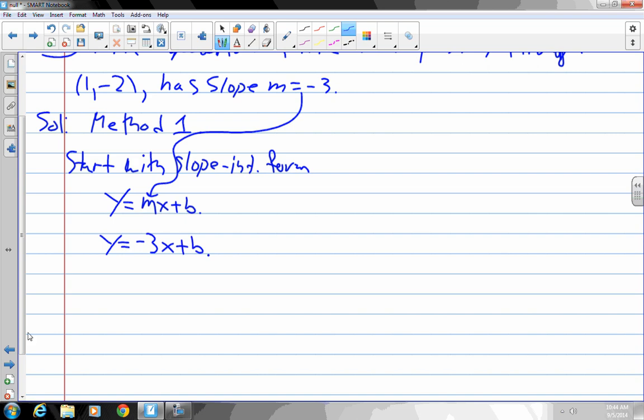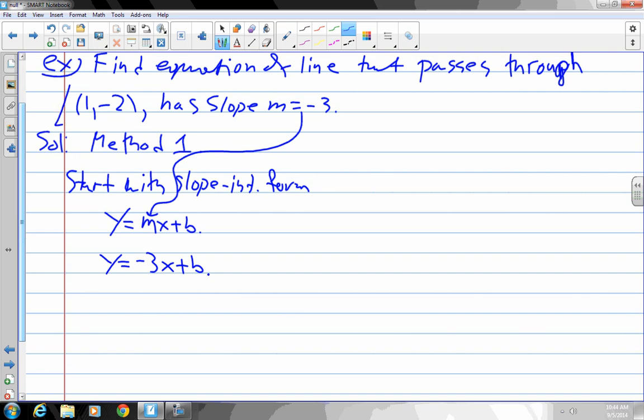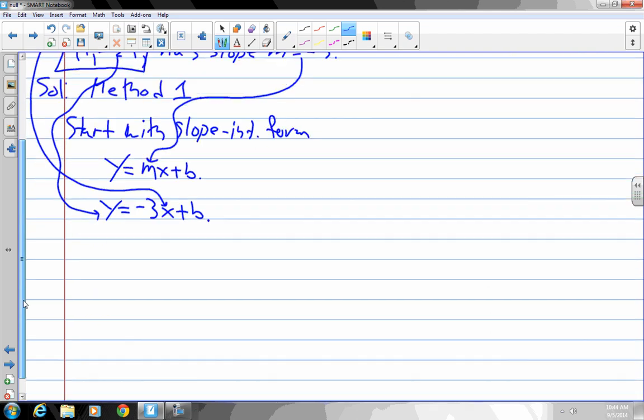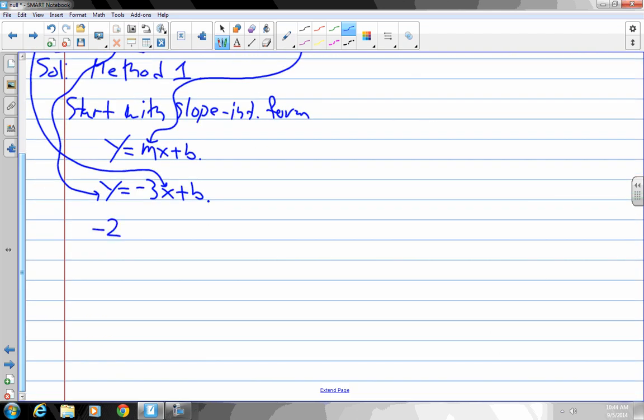We need to find that b, and we will use this point, (1, -2). Because that point is on the line, which means it solves that equation. So if I plug it in, the equation will stay balanced, right? So I can go ahead, put 1 for x, and put -2 for y. So that will give me -2 equals -3 times 1 plus b. Therefore, what is b?